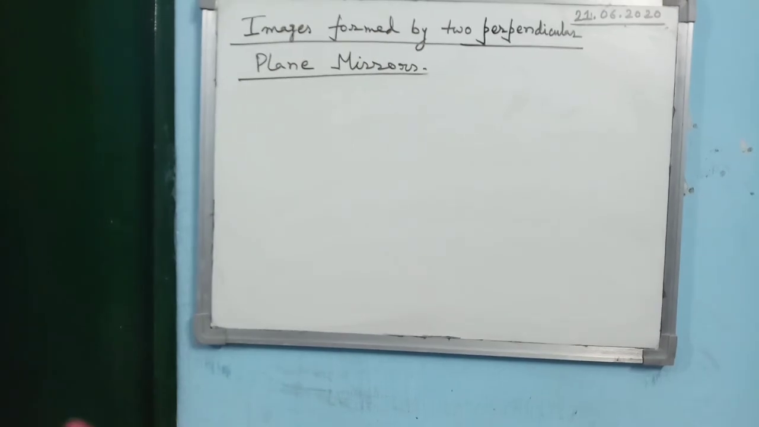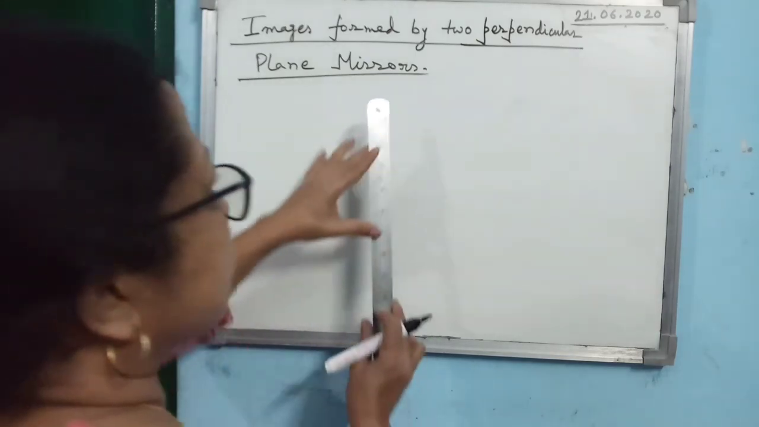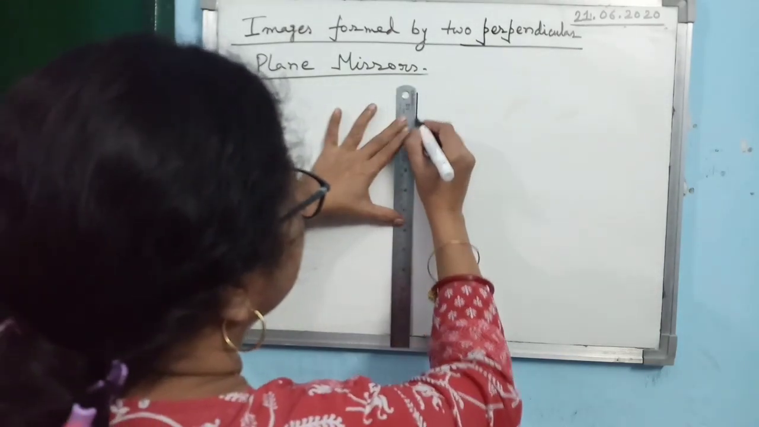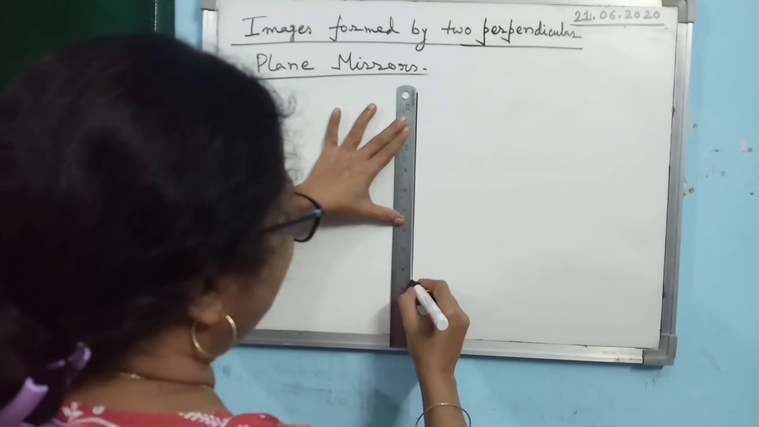Next is images formed by 2 perpendicular plane mirrors. So how will you do it?